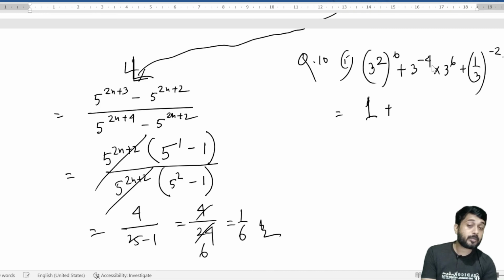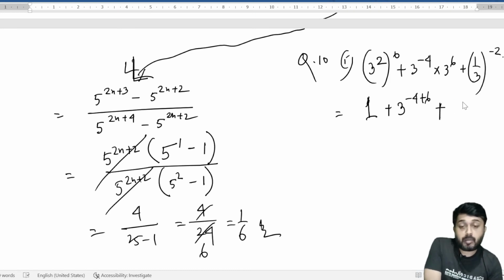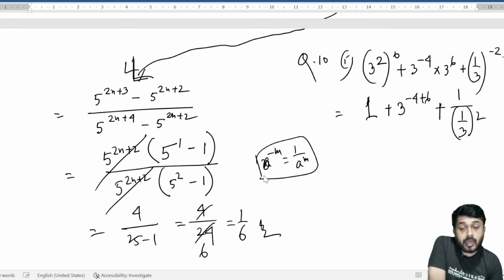Plus 3 to the power minus 4 into 3 to the power plus 6. These are getting multiplied, so the indices are supposed to be added up. 3 to the power minus 4 plus 6, we can write it here, plus 1 by 3 whole to the power minus 2. Okay, 1 by 3 whole to the power minus 2. What does that mean? 1 by 3 whole to the power plus 2, isn't it? Because we have known already that a to the power minus m is equal to 1 by a to the power plus m, isn't it? As per this rule, we may write it in this way.